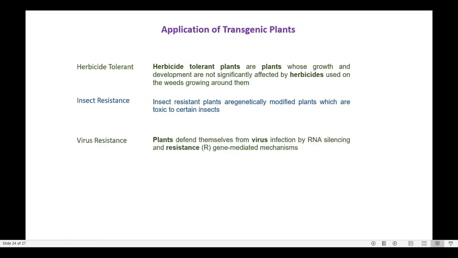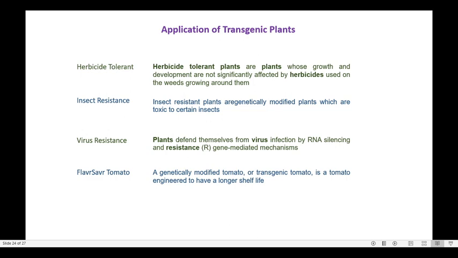The next one is virus resistance. Plants defend themselves from virus infection by RNA silencing or resistance gene mediated mechanisms. Then the Flavr Savr tomato is a genetically modified tomato plant. Normally tomato plants do not have a long shelf life. This genetically modified tomato plant is engineered so that it has a longer shelf life.